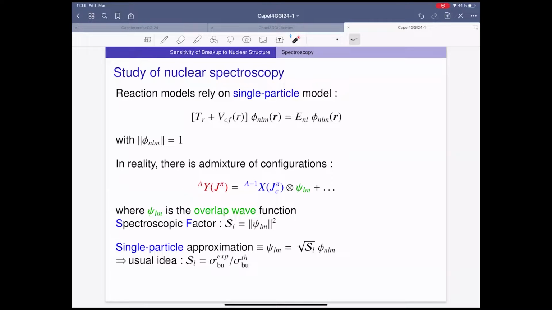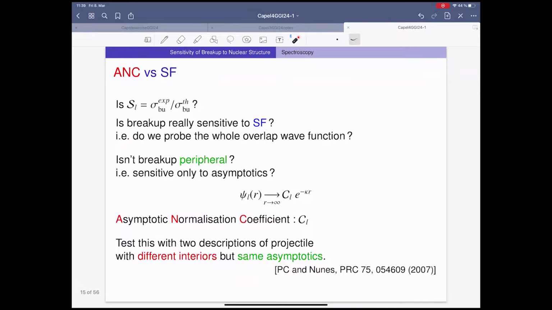So you assume that the single particle wave function is fine. It's just an approximation, and there is a difference in the norm. And so the goal is to say, I measure this, I compute this. Gregor measures the experimental cross-section. Jeff computes the theoretical breakup cross-section, and you take the ratio of the two, and you get the spectroscopic factor. Okay, makes sense. The question is, does it?